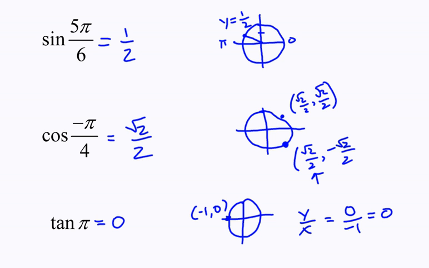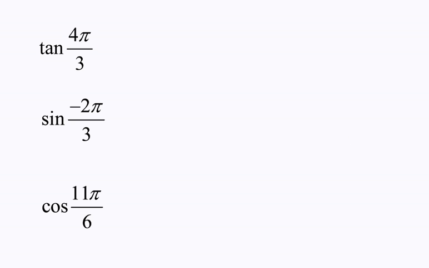All right, we have another set of 3. Again, I encourage you to pause this before I work through them, and you can check your answers. So tangent of 4 pi over 3. When I'm thinking 4 pi over 3, it doesn't hurt to think of it as a mixed fraction. So 4/3 is 1 and 1/3, so I've got 1 pi, and another third of the way takes me down here. So 1 and 1/3 pi, and I need both coordinates.